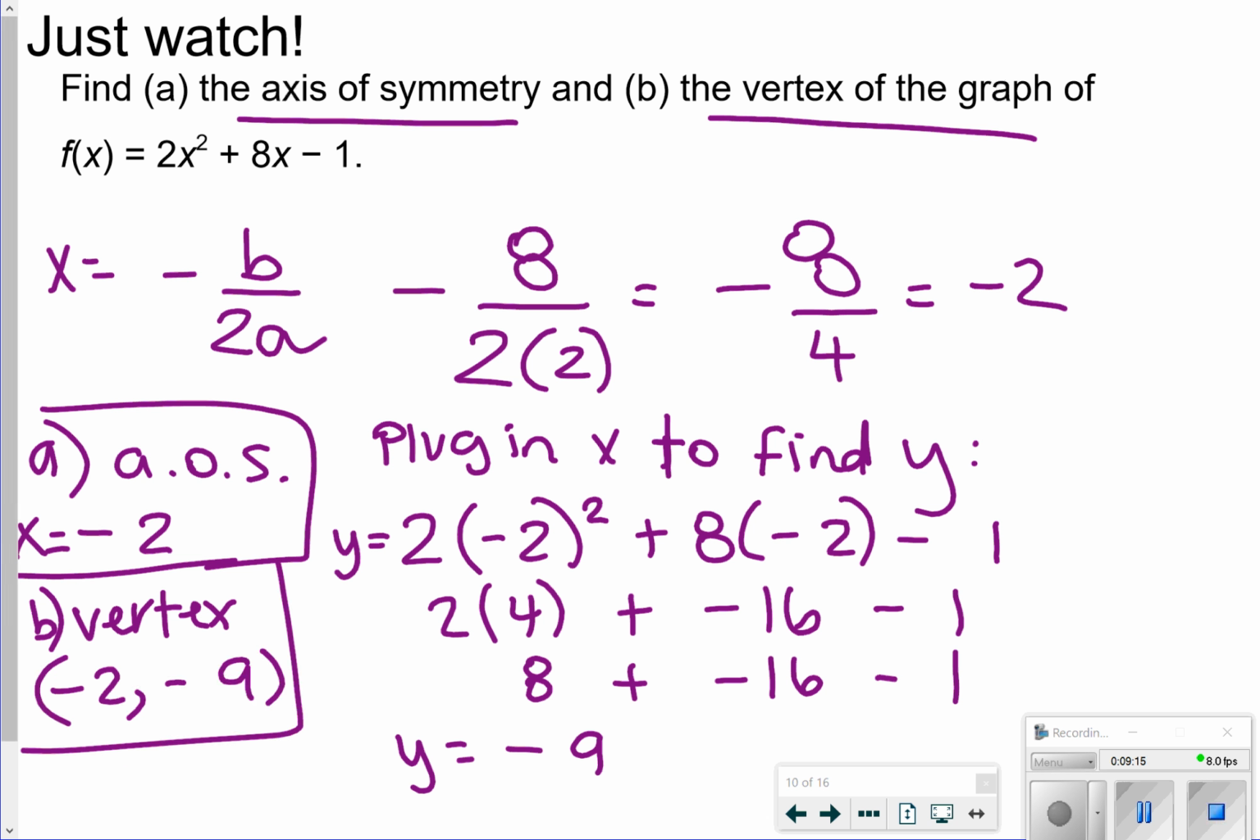So really the only thing you need to remember here is the negative b over 2a portion to help you find your x value for your axis of symmetry. Once you find that, then you can plug in x back to your original equation or function to solve for y and also to get your vertex.